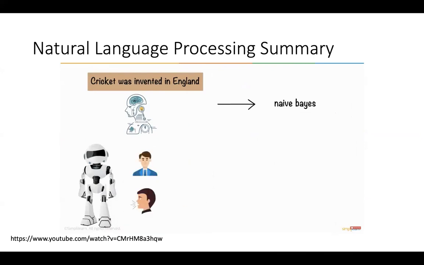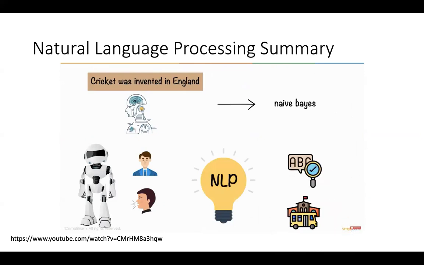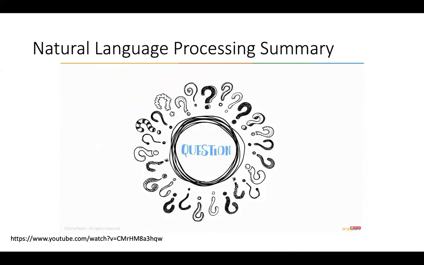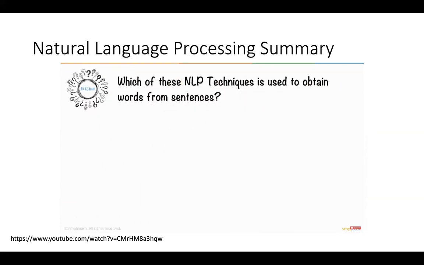At the end of the day, most of the techniques used in NLP are simple grammar techniques that we have been taught in school. Here is a question for you. Which of these NLP techniques is used to obtain words from sentences? A. Stemming. B. Tokenization. C. Lemmatization. D. Segmentation. Give it a thought.